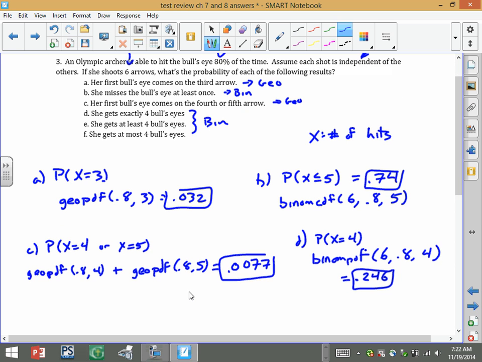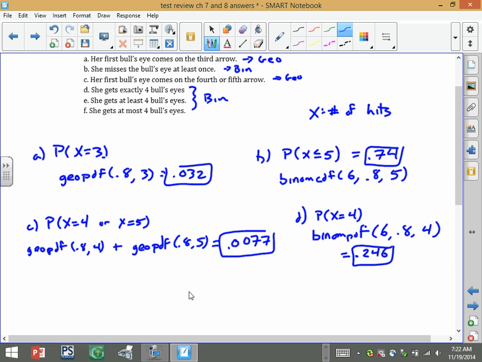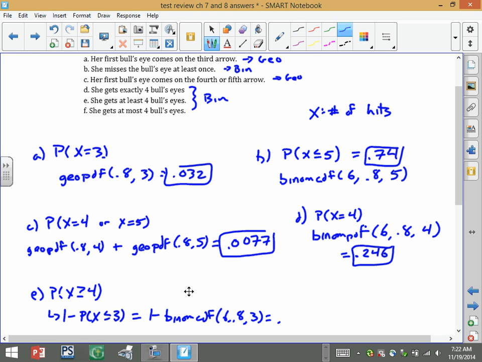Please slide down. E, she gets at least 4 bullseyes. So probability x is greater than or equal to 4. Here's where we got to remember to play our trick. We need 1 minus the probability. The opposite of greater than or equal to 4 is actually less than or equal to 3. So 1 minus binomial CDF 6, 0.8, 3, and that's equal to 0.017.